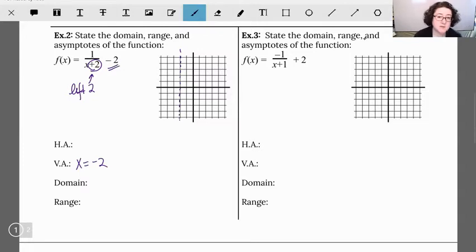Our -2 in the K spot means we move our graph down 2, basically from our axes. So down 2 units, there's our horizontal asymptote, which is going to be y equals -2. They both happen to be -2, but that's okay.